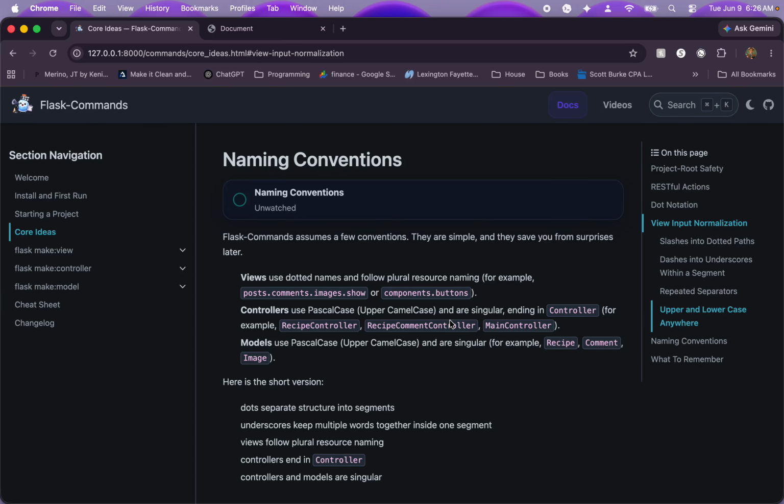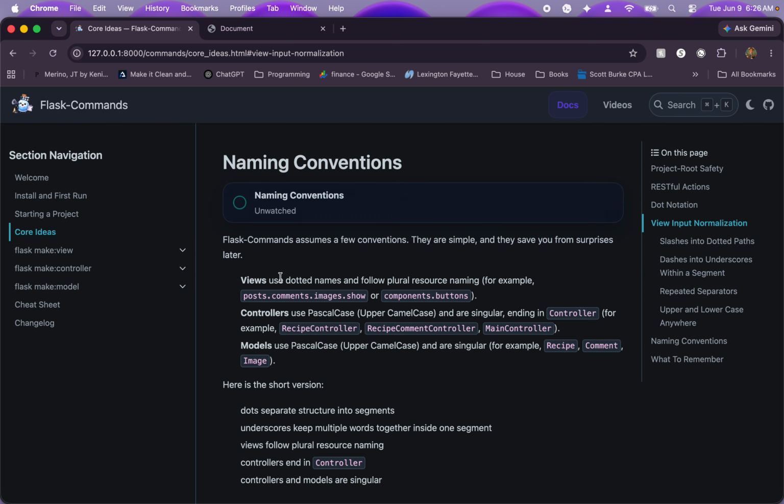All right, we've talked a lot about naming conventions on the dot notation, which is related to make view. We'll go over that real quick, but there are other naming conventions, and they're very simple to remember. So it's a short section here. With views, you use dot notation.